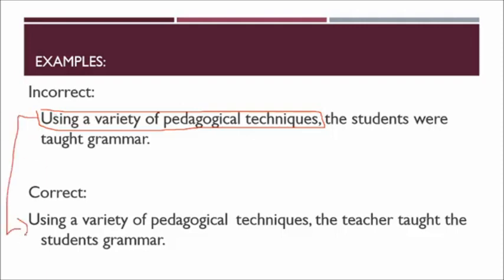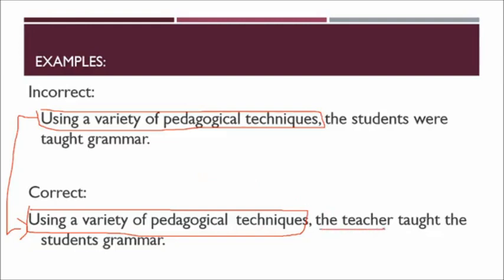So you have here, using a variety of pedagogical techniques, this is the modifying phrase, and then you have there the teacher. The teacher here is now the doer of the action, and this phrase modifies the teacher, or describes the teacher, that he or she is the one using a variety of pedagogical techniques, and then is teaching the students grammar.